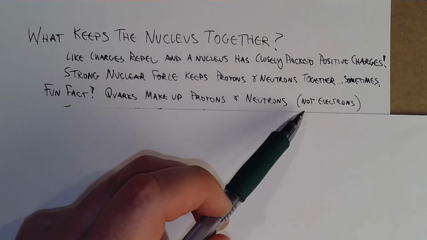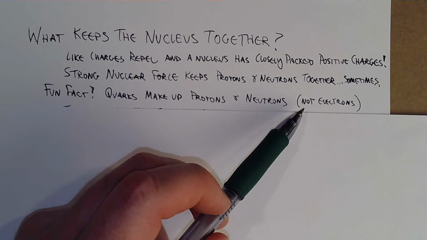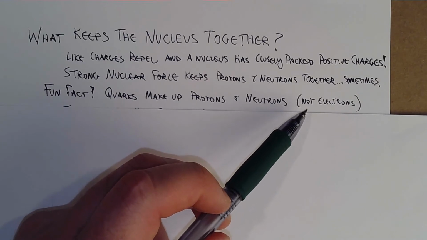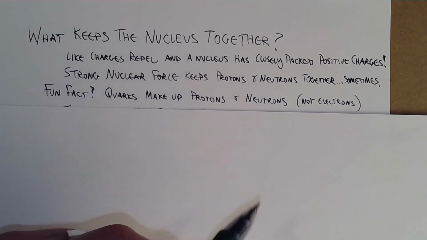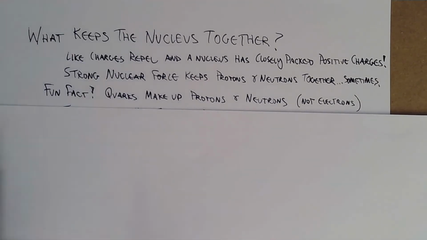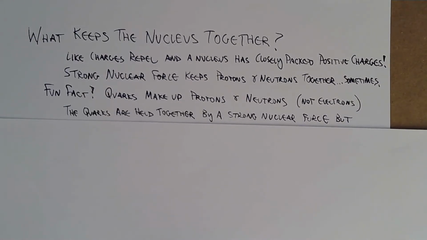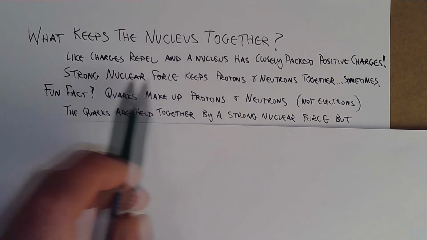Electrons themselves are not made up of quarks. Electrons, to the best of our knowledge, are a fundamental particle. They don't have other things making them up. They are simply electrons. So that's kind of a special thing about electrons compared to protons and neutrons. Now, these quarks have a glue that kind of holds them together. And this is the strong nuclear force that we talked about.